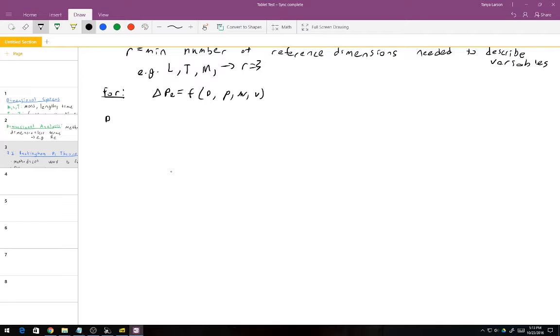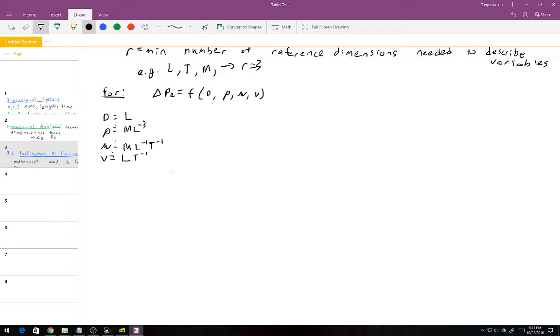So D, it helps if my D's look like D's. D is going to have units of L. Rho is going to have units of M, L to the negative 3. So we start by just listing out all of the fundamental dimensions, or the fundamental quantities or units of our variables here. Mu is M, L to the negative 1, T to the negative 1. V has dimensions of L, T to the negative 1.